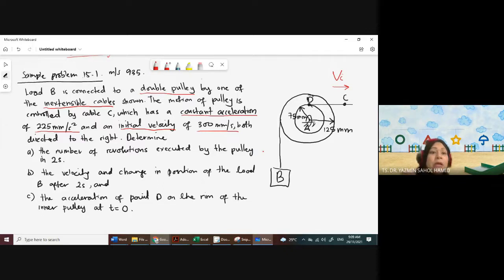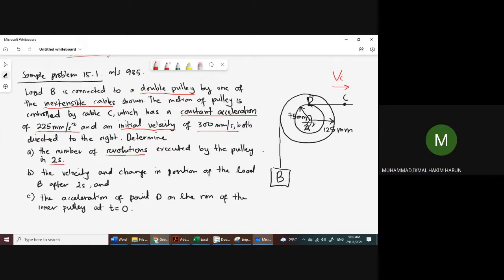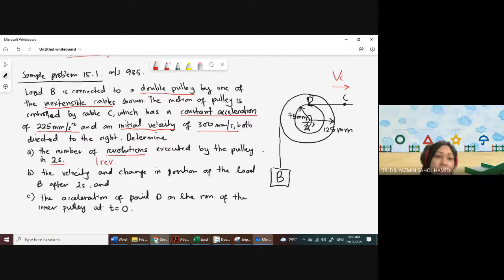Okay. Now, number one, determine the number of revolutions. Okay. Revolutions executed by the pulley in 2 seconds. So, dalam masa 2 second, berapa number of revolutions? Okay. Now, ini satu formula yang baru. One revolution sama dengan berapa? Siapa tahu? 2 pi. Yes, one revolution equals to 2 pi.